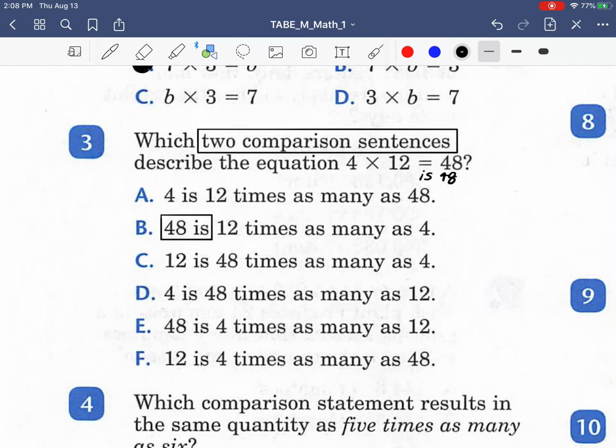The first one says 4 is. We're looking for 48 is. C says 12 is. D says 4 is. E says 48 is. So I believe those are the 2 that I'm looking for because they place that equal sign correctly. But let's be sure that this is what I really am looking for. B says 48 is, or 48 equals 12 times 4. E says 48 equals 4 times 12. Those are the 2 that you want because they are the 2 that put the 48 on its own side of equals. 48 is beside equals all alone.